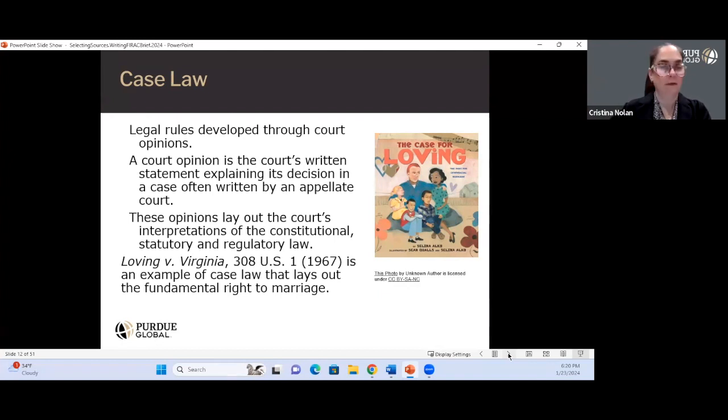Here is a very appropriate photo. I think you'll hear a little bit about Loving later on too. Loving is an example of case law that lays out the fundamental right to marriage. So that is what that case stands for, and that is sort of the law that it has established.